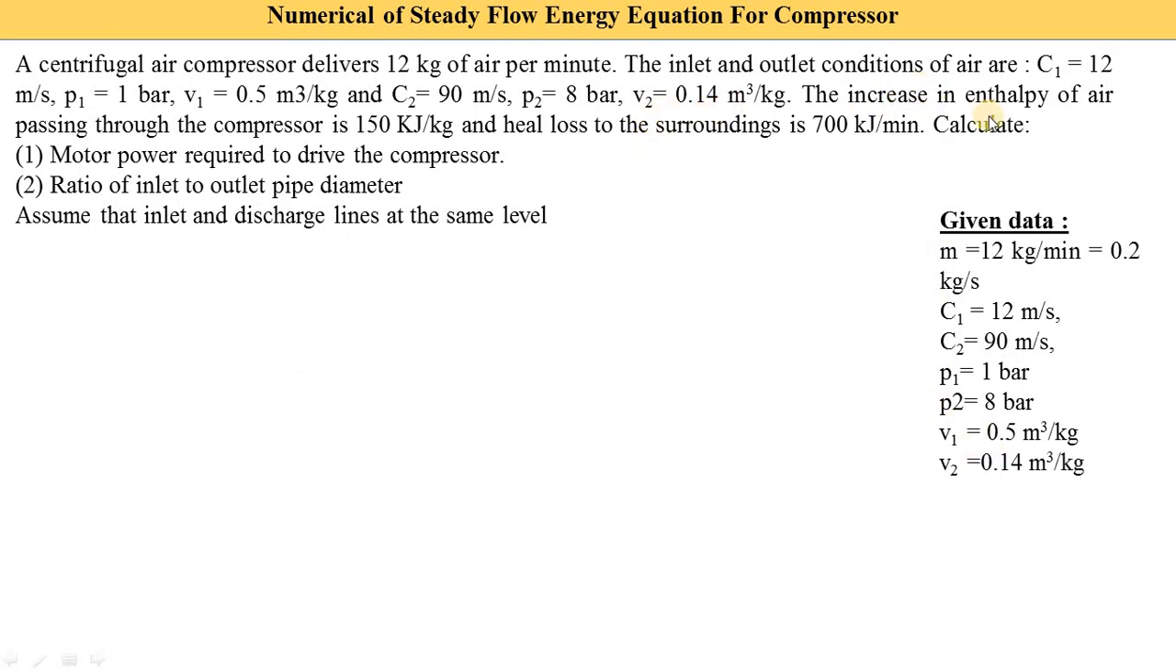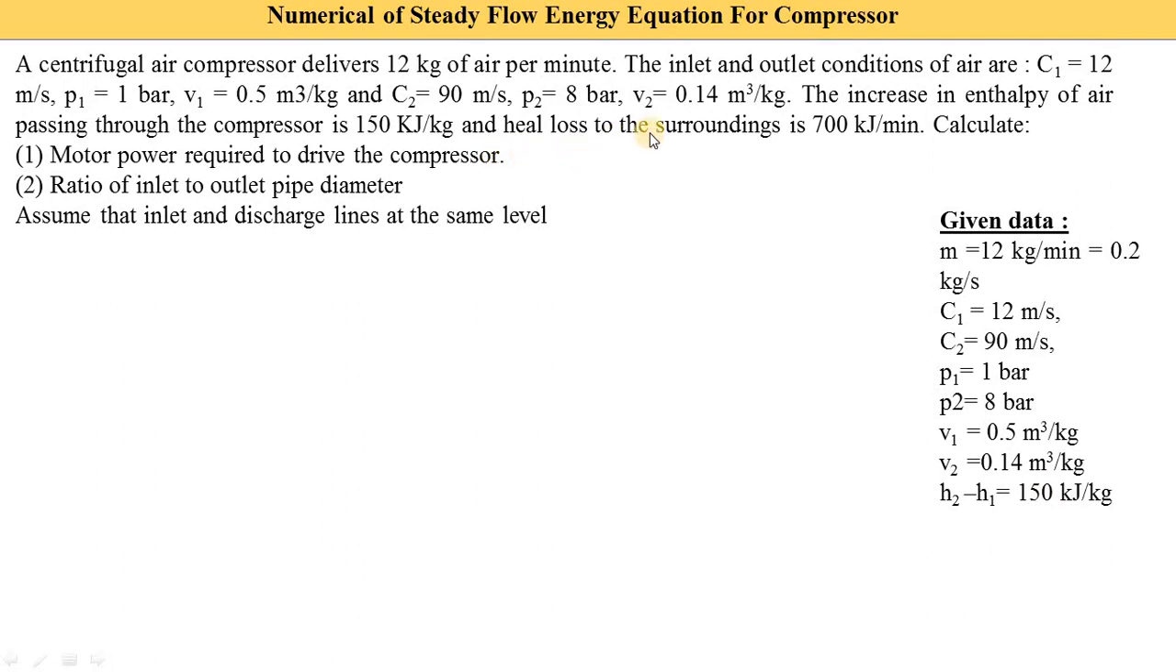The increase in enthalpy of air passing through the compressor is 150 kilojoule per kg. Increase in enthalpy of air means H2 minus H1 is given, means compared to the inlet, the outlet enthalpy is 150 kilojoule per kg higher. So here we mention H2 minus H1 is 150 kilojoule per kg.